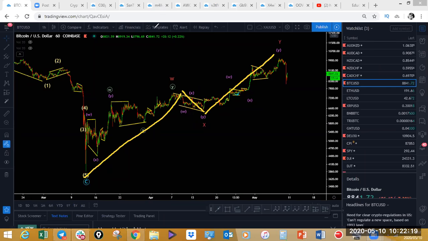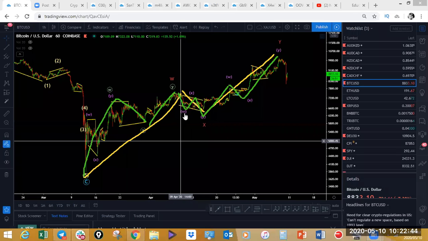This has been going up correctively, and if you look at the lower degree in the green, you'll see that we've got three waves up here, three waves back in green, and three waves up here. Then three waves back here in green again, and three waves up here in green. That is how we've completed this structure.